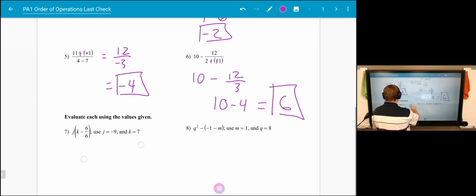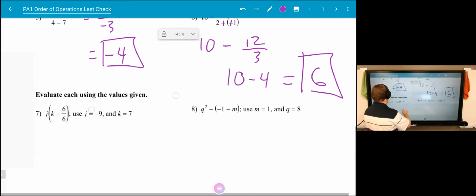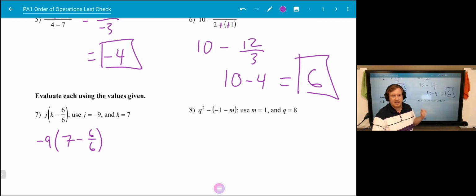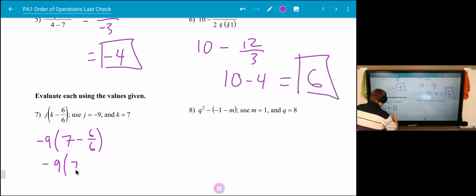All right, number 7 and 8 is evaluate using the values given. So we've got to plug these things in. This says J times, in parentheses, K minus 6 divided by 6, when J is negative 9 and K is 7. So J was negative 9 times 7 minus 6 divided by 6. I need to simplify inside the parentheses first, because that's my grouping symbols. 6 divided by 6 is 1, so this ends up being negative 9 times 7 minus 1.